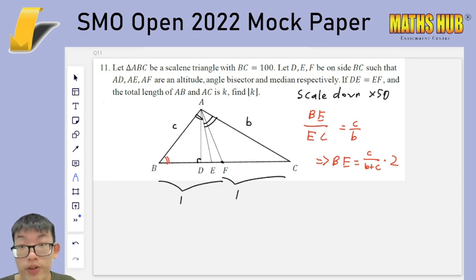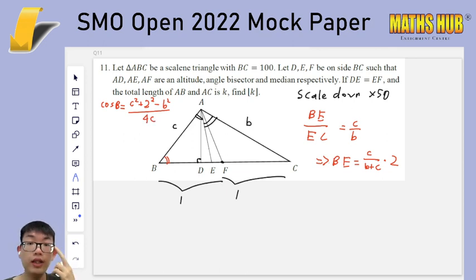So by the cosine rule, cosine B should be equal to C squared plus 2 squared minus B squared over 2 times C times 2, which is 4C. The mouse is not allowing me to write the number 2. And BD is actually C times cosine B. So you just multiply C to this.